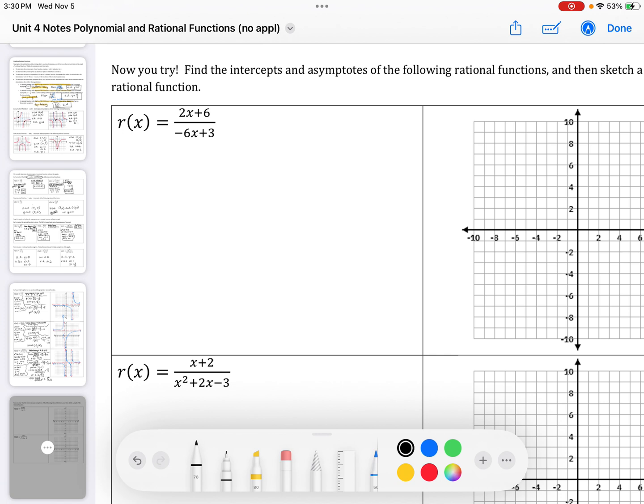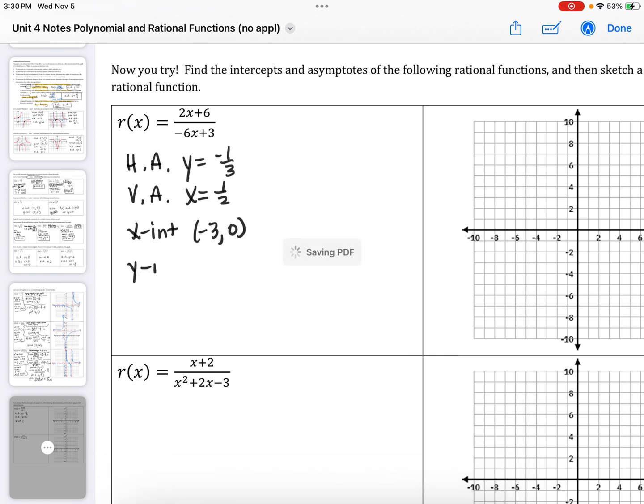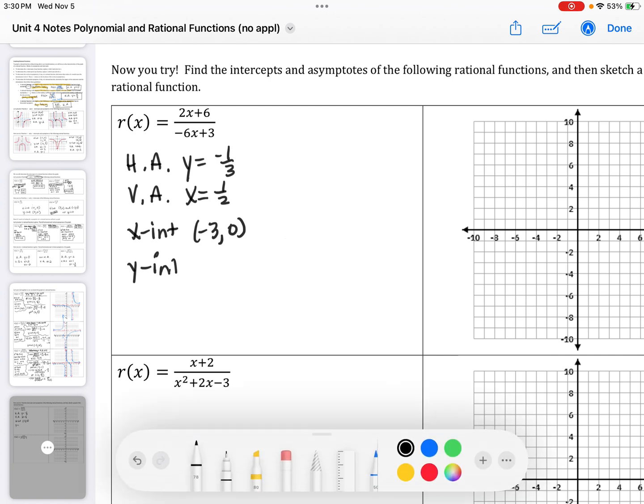First, I'm going to write down all the information that you should have done. So we've got a horizontal asymptote at y equals -1/3, vertical asymptote x equals 1/2, x-intercept at -3, 0, y-intercept at 0, 2. And then I also did another coordinate point by plugging 2 into the function to know where my other branch lives.